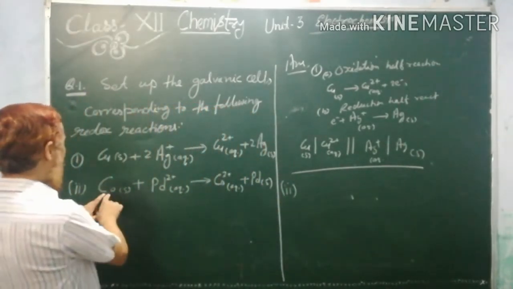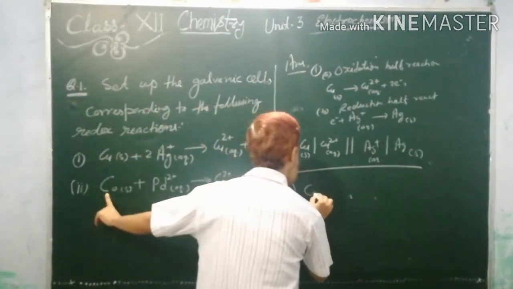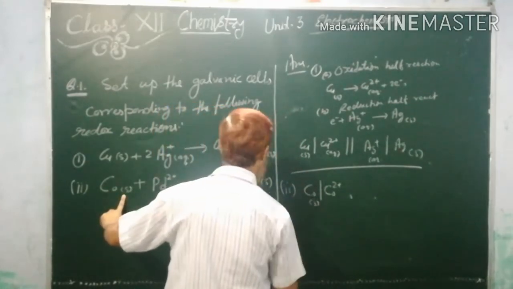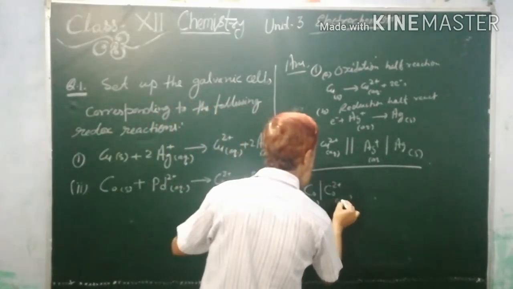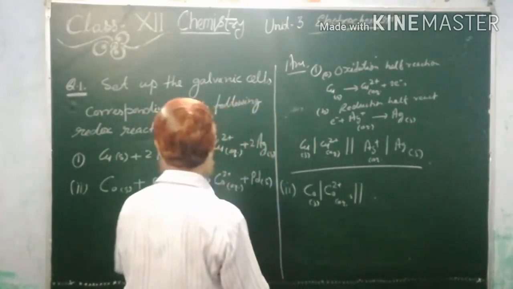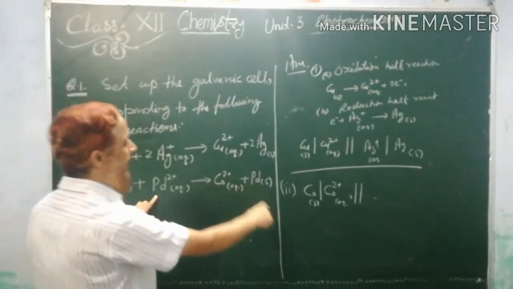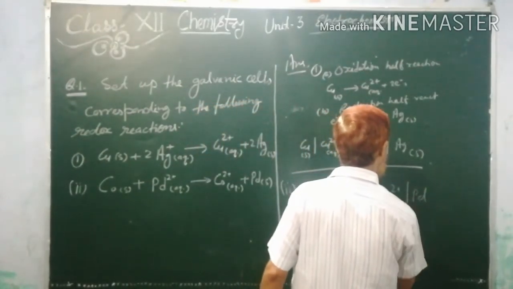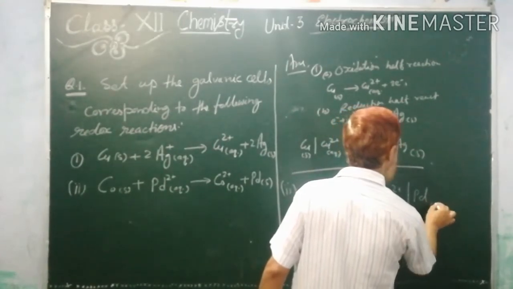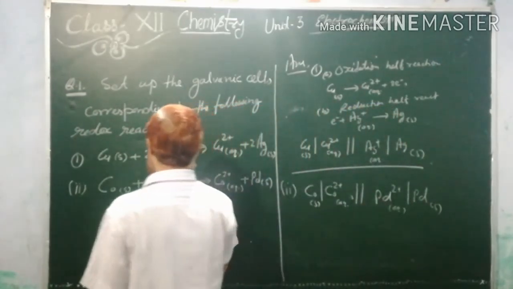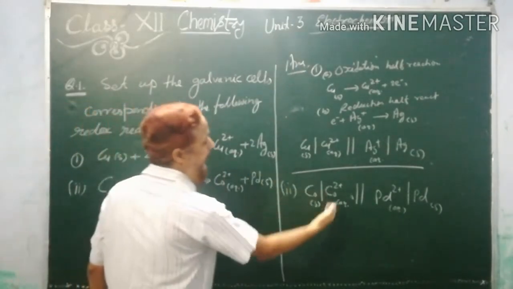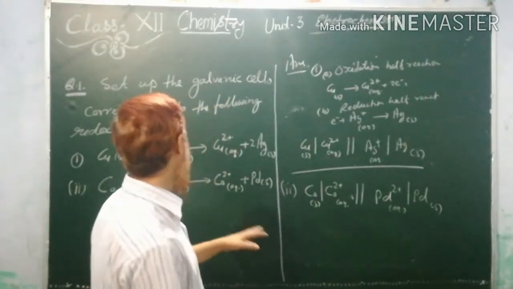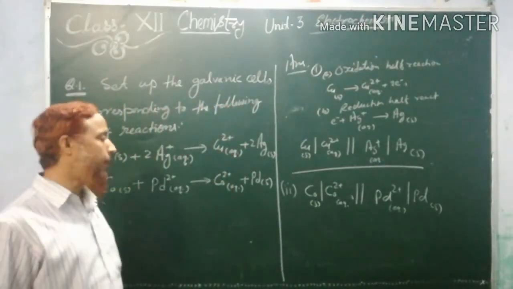The same idea: cobalt changing to cobalt 2 plus, so you write Co oblique Co2 plus. Solid is given, so write solid, and here aqueous is given, so write aqueous. Then the salt bridge, then palladium 2 plus changes into palladium, so you write Pd2 plus into Pd. This is given aqueous and this is given solid. So very simple, this cell reaction can be represented as a galvanic cell like this. So these are the answers to these two questions. You can practice some more from the exercise.